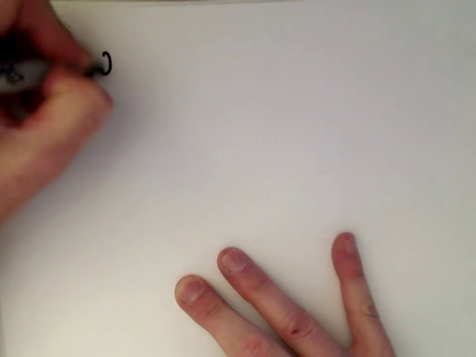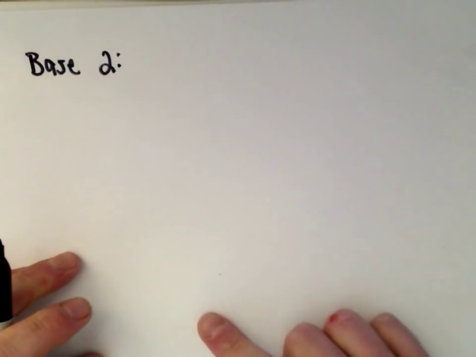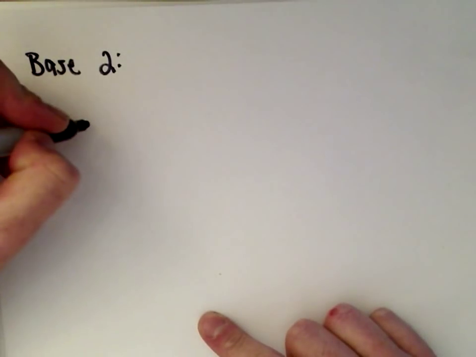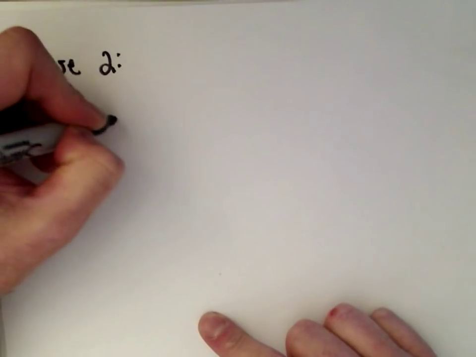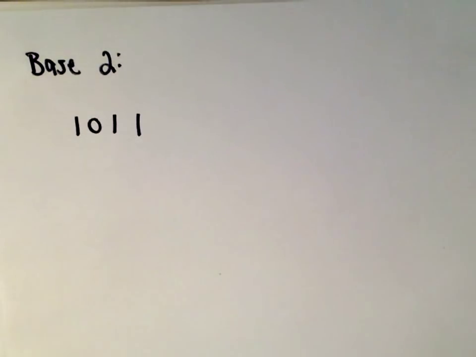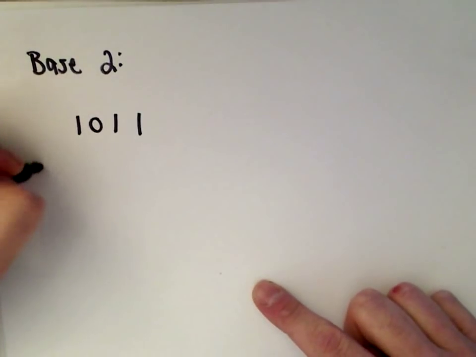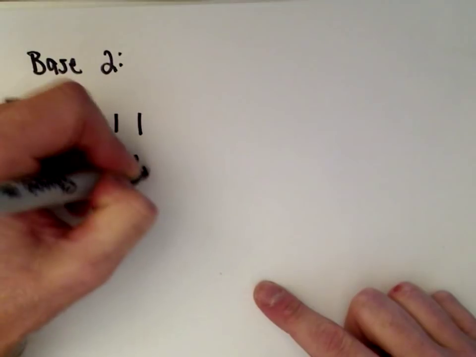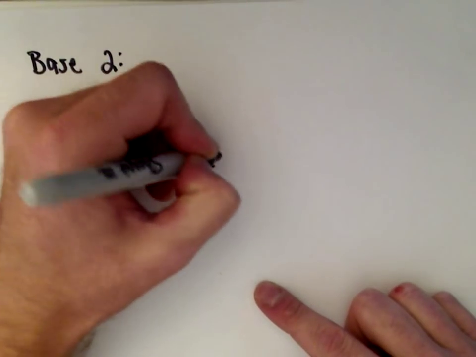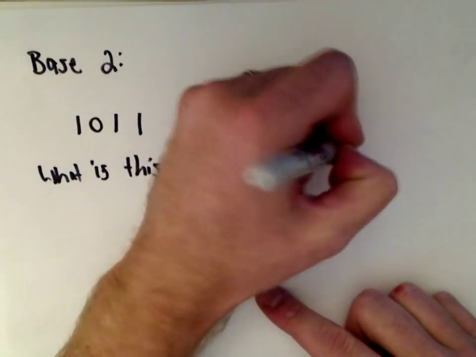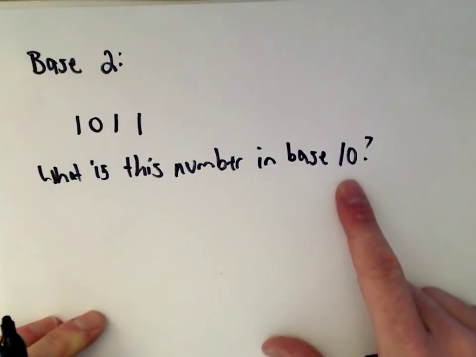So let's look at the number, let's just say, I'm going to make a number at random. So let's do 1, 0, 1, 1. So if this is in base 2, I want to know what is this number in base 10. And base 10 is also called decimal.